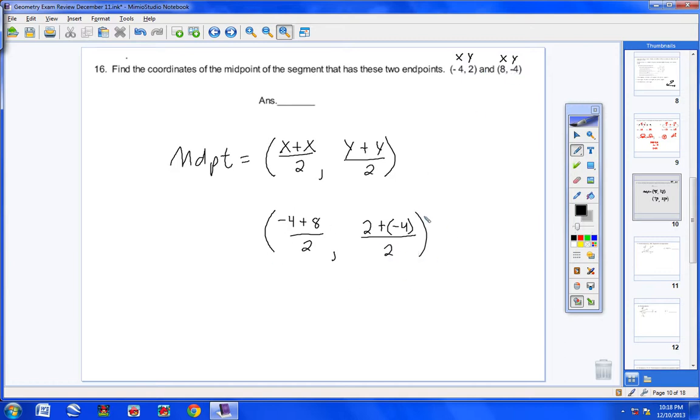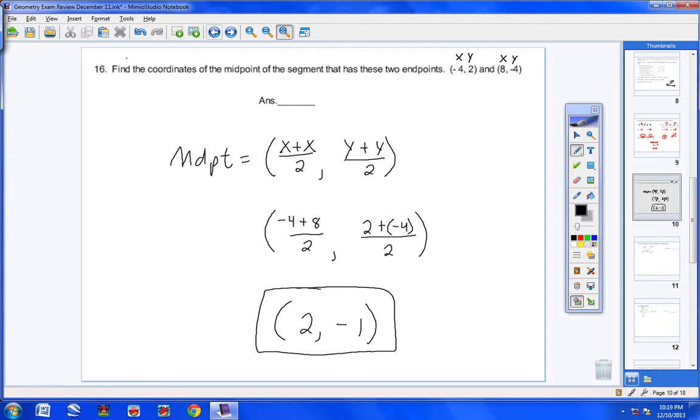And then you can use a calculator if you need to, but if you simplify, -4 plus 8 is 4. 4 divided by 2 is 2. 2 plus -4 is -2. -2 divided by 2 is -1. There we go. So that is the midpoint that falls between these 2 points. That's all you need, the formula, and then you can solve that problem.